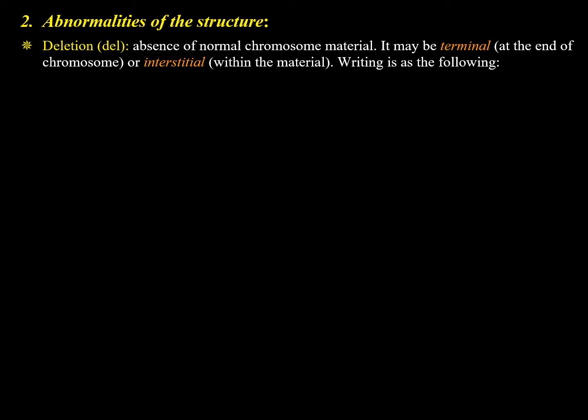So now we come to the other type of chromosomal abnormalities, which means the structural chromosomal abnormalities. Abnormalities in the structure, there are different types. For example, deletion, here absence of the normal chromosome material. One of the chromosomes has absence of material. It could be either terminal or interstitial. Terminal at the end of the chromosome, interstitial within the material of the chromosome.